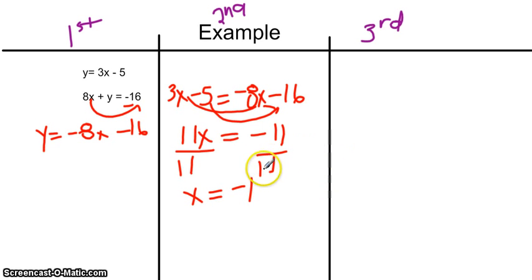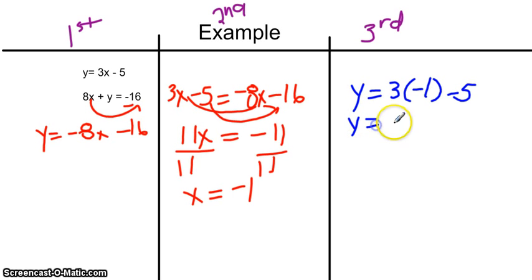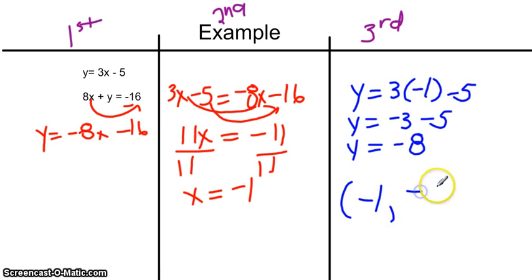Now step 3 says to take my answer from step 2, plug it back into one of the equations in step 1, and solve for y. So I have y equals 3 times x minus 5. So y equals negative 3 minus 5, so y equals negative 8. So it appears that my solution is negative 1 comma negative 8.